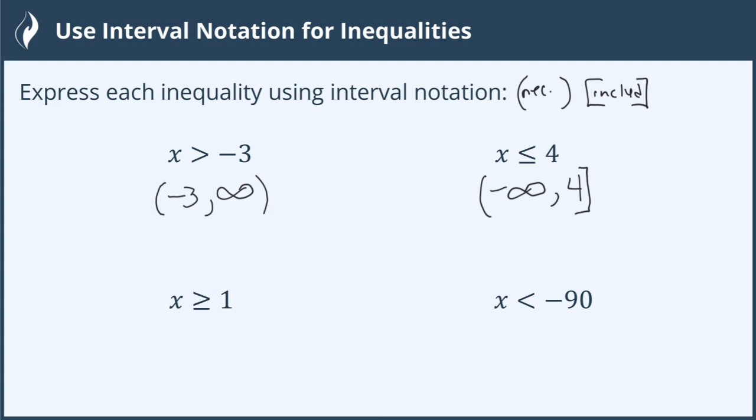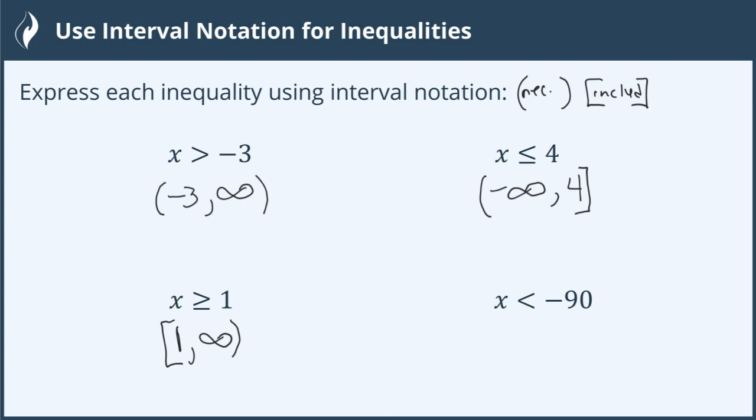Okay, so now we have another one down here. So x is greater than or equal to 1. Okay, and then it's all numbers that are greater than 1. So 1, and then it's going to go on to infinity because it's all numbers that are greater. Infinity always has a parenthesis. And because of this equal sign here, our 1 is going to have a bracket. Okay, so that's going to be our grouping symbols.